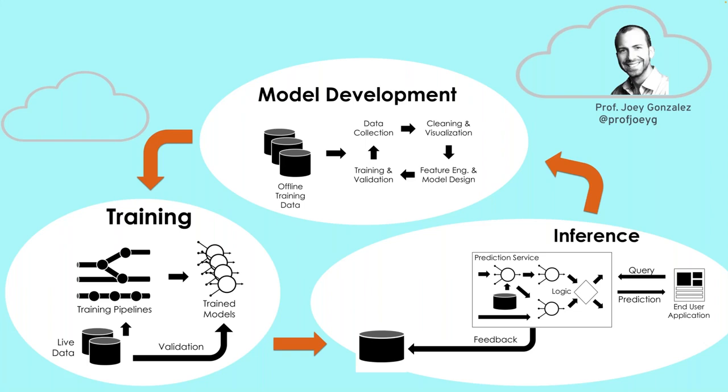So the cycle in machine learning production is, of course, model development, classic data science, training at scale, and then inference. And so we'll go through all three of these, but note that they form this sort of cycle.